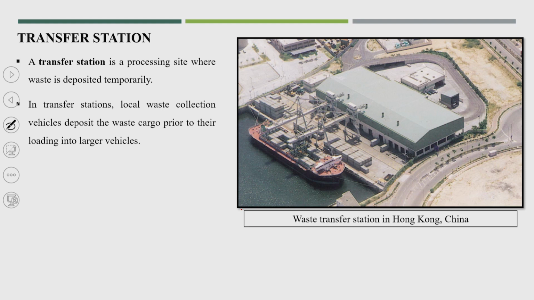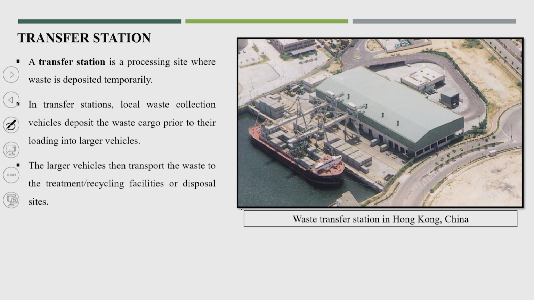So, the smaller vehicle will collect the waste from the sources. These sources could be households, dustbin sites or container sites, and these smaller vehicles will deposit the waste into these temporary locations, and after that it will be loaded to the larger vehicle. The larger vehicle then transports the waste to the treatment, recycling or disposal facility.